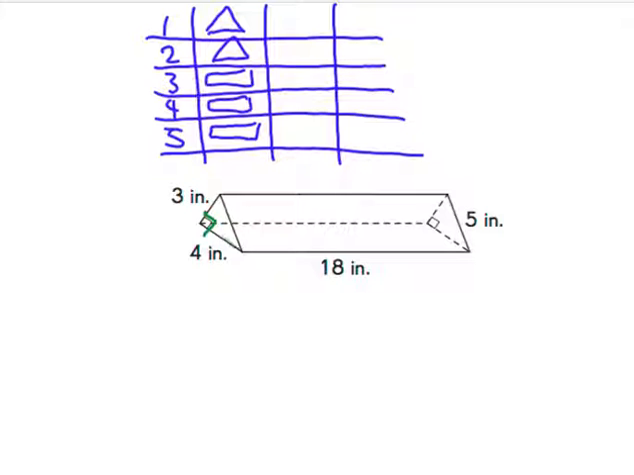So if 4 is the base, then 3 is the height. And if 3 is the base, then 4 is the height. So it actually doesn't matter in this case because of the way that it is. But to find the area of that triangle, I'm going to need half of the base, which I'm going to say is 4, times the height, which I'm going to say is 3. And 4 times 3 is 12, and half of that is 6. So the area of the triangle right here, which I'm going to call triangle 1, is 6 inches squared. Okay?